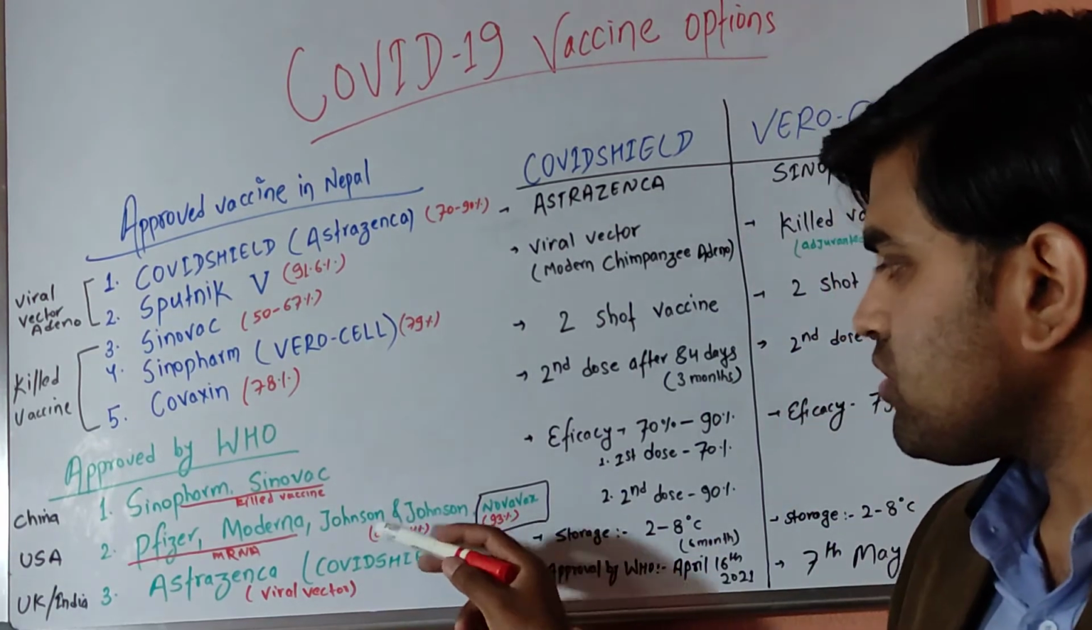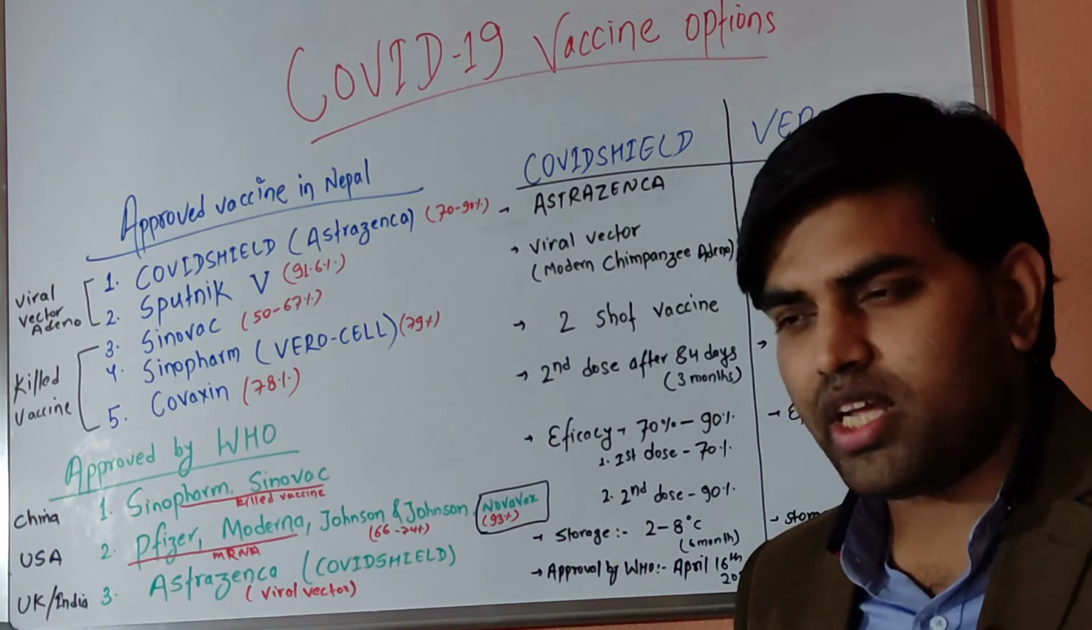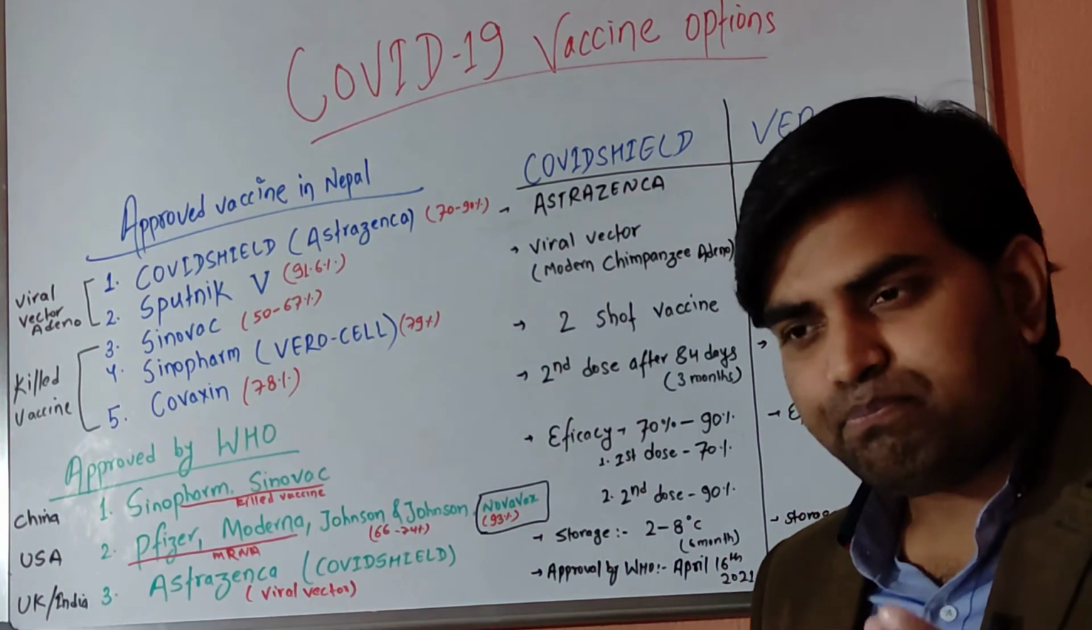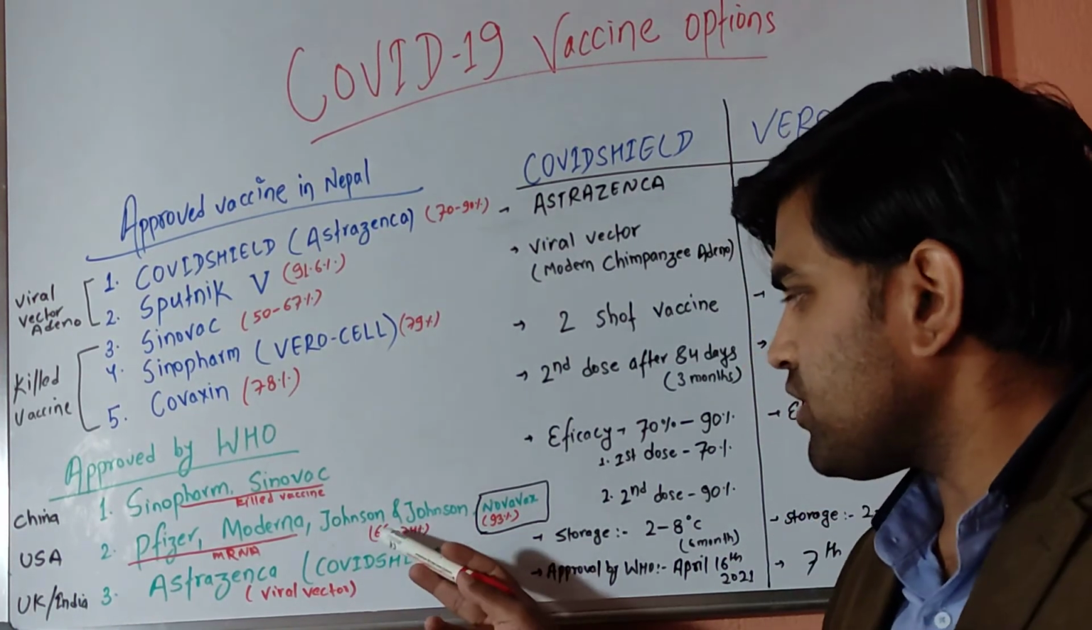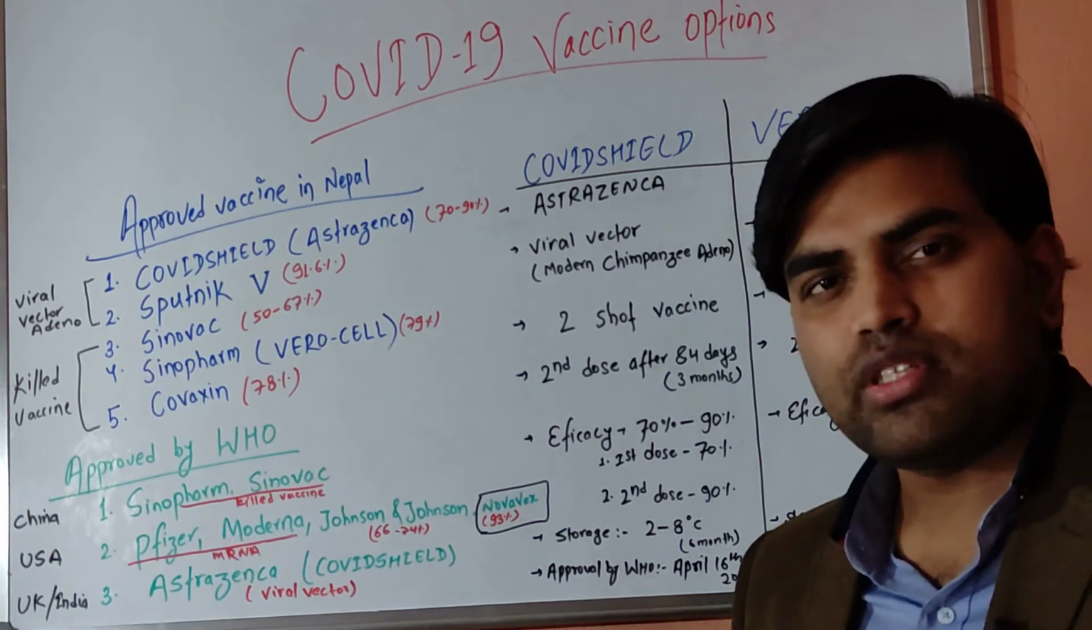Now coming to Johnson and Johnson, this is 2 to 8 degrees Celsius. This is a good one, that you can give as a single dose, and its efficacy is about 60 to 74%. So this is okay.